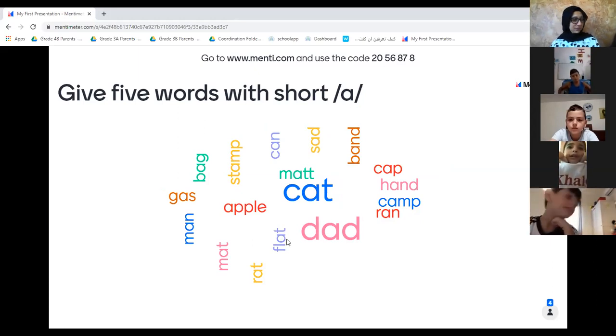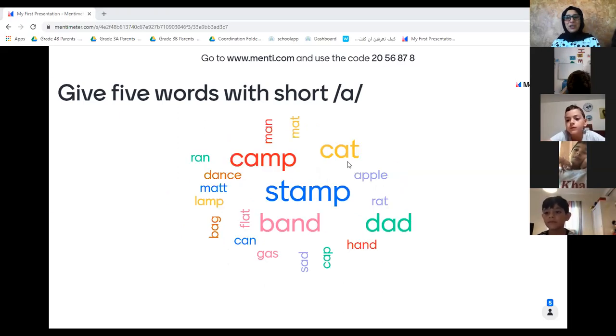It's so many. See all these words, you can read them. Gas, bag, stamp, can. Yes, Fasil. See how so many. Someone used the stamp. Bravo. The biggest one is the one that is used the most. So stamp is used, and then now here you have camp.